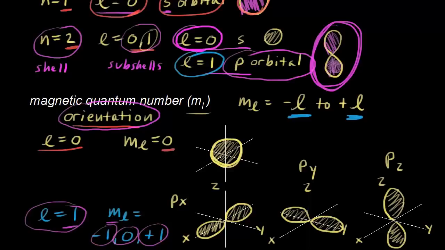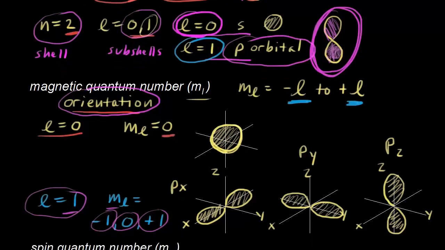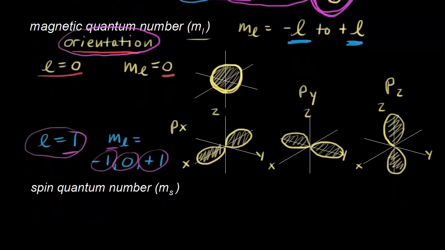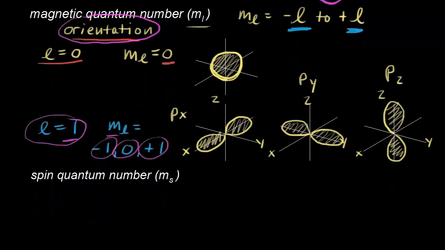All right, let's go to the last quantum number. The last quantum number is the spin quantum number. The spin quantum number is m sub s here. When it says spin, I'm going to put this in quotations. It seems to imply that an electron is spinning on an axis. That's not really what's happening, but let me just go ahead and draw that in here.